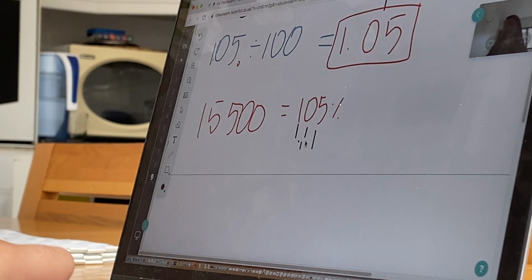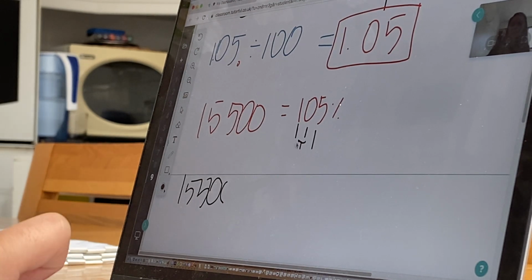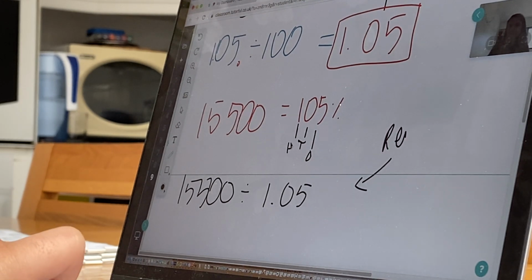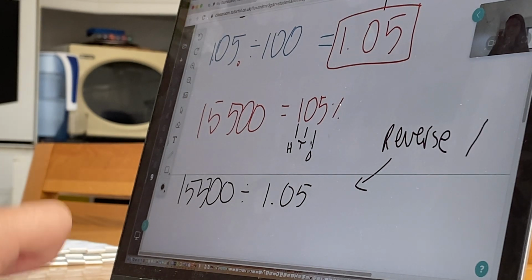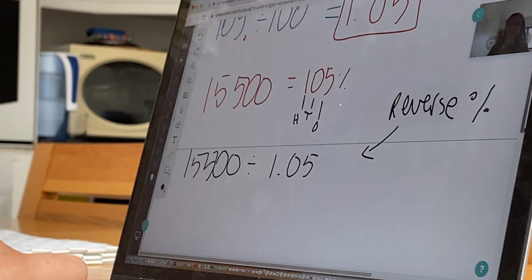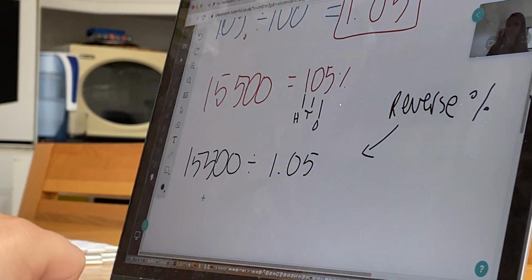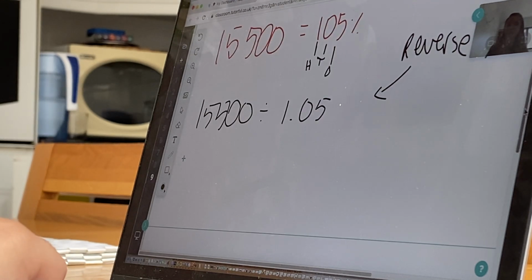So remember, we're finding a reverse percentage here. So we take 15,500 and we divide it by the percentage multiplier because we're finding a reverse percentage. This one is maybe a little bit of a tricky calculation, but if you want to use your calculator, that's fine. We'd be dividing here because it's the reverse. Yes, exactly right. So we're finding a reverse percentage, so we need to divide.